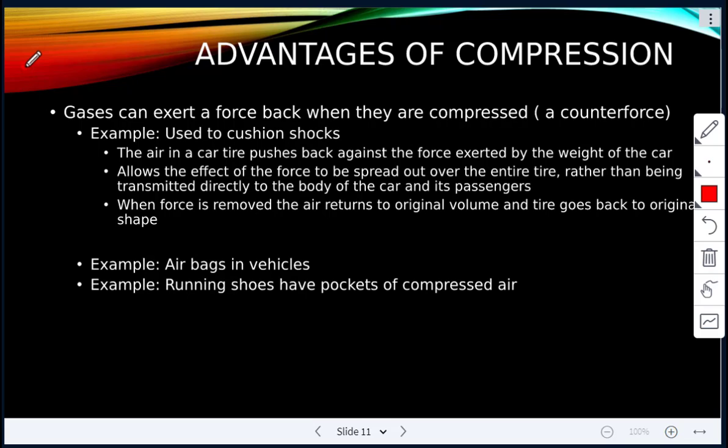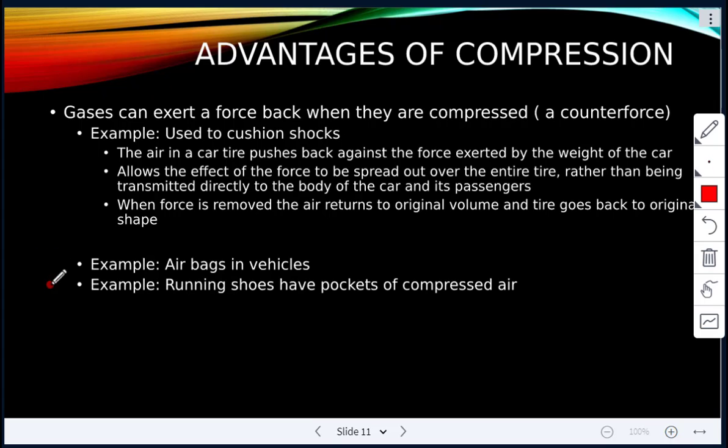What are the advantages of compression? Gases can exert a force back when they are compressed, called a counterforce. For example, it's used to cushion shocks. In cars, the air in a car tire pushes back against the force exerted by the weight of the car. This allows the effect of the force to be spread out over the entire tire rather than being transmitted directly to the body of the car and to the passengers inside the car. Then when the force is removed, the air returns to the original volume and the tire will go back to its original shape. Other examples are airbags in vehicles.